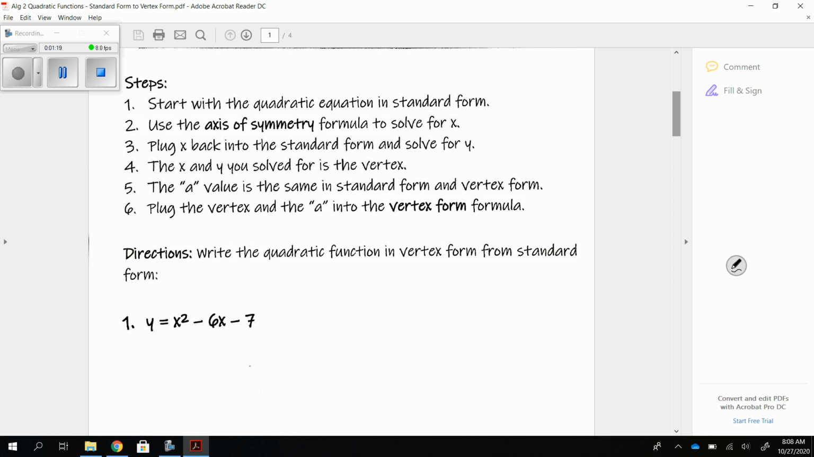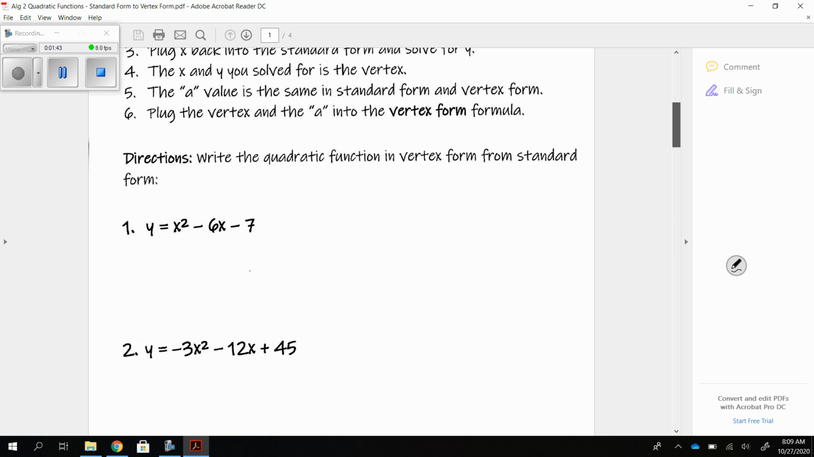Okay, so once we solve for x, we're going to plug it back in to get what y equals. Those two numbers make the vertex. The a value is the same in standard form and vertex form. So whatever is written where a is, it's the same in vertex form. Then we plug the vertex and the a into the vertex form formula. All right. Looks like a lot of steps, looks tricky, but it's really not.